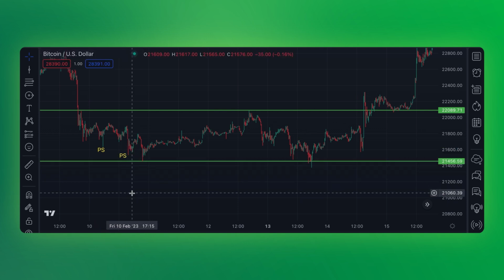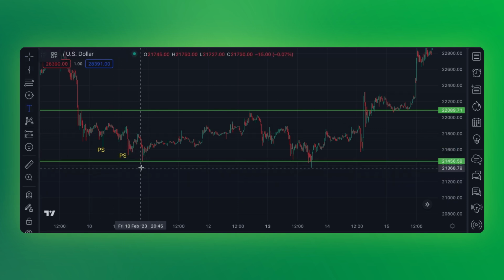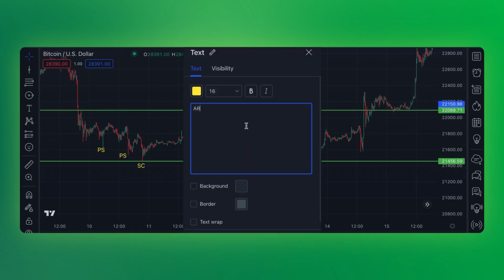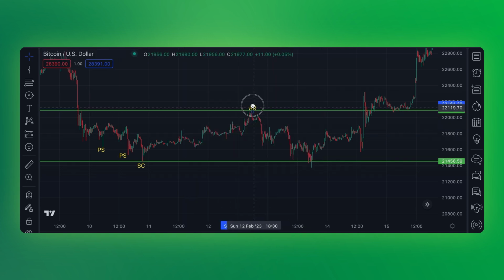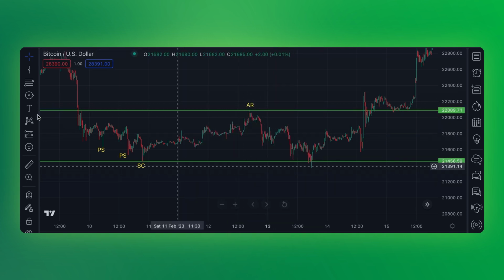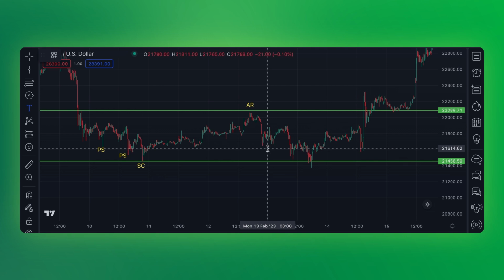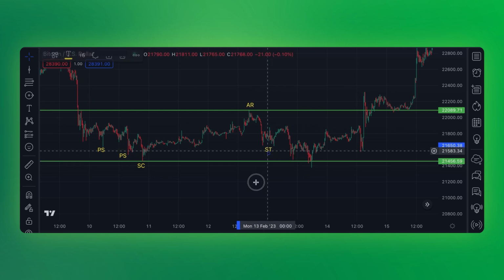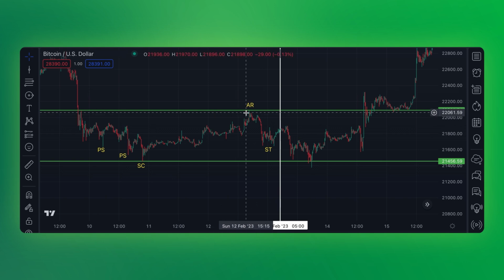So after a preliminary support, we have what is known as a selling climax. And as we said earlier, in the selling climax, this is where buy orders start to accumulate, pushing the price up into these highs right here, causing what is known as an automatic rally. So we would have our automatic rally set right here. And to end phase A, we have a secondary test: after an automatic rally, the price would drop down and revisit these areas. So this would be our secondary test, and this would conclude phase A for us.